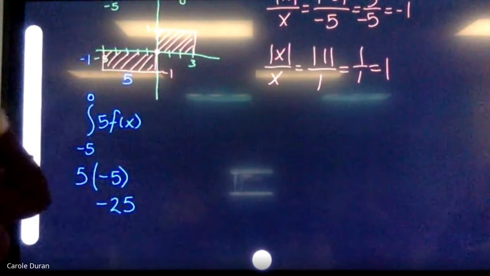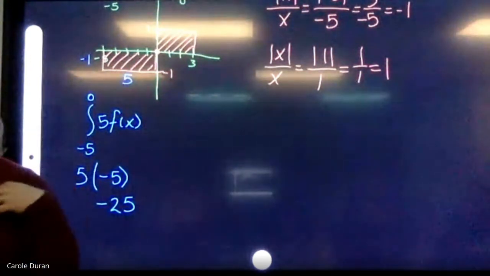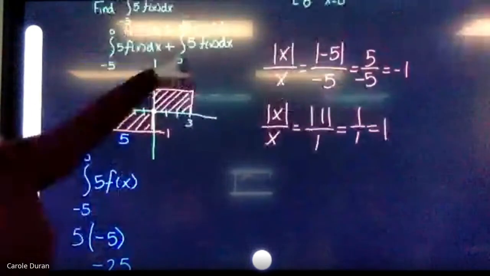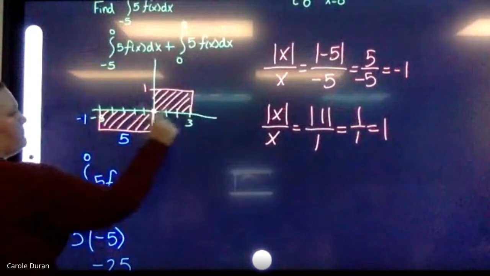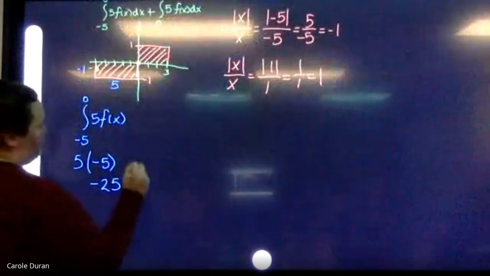I don't know. Okay. So that was the area for my first integral. Now I need to find my second integral, which still has a constant 5 being multiplied into it. So now I need to find this area from 0 to 3, and I'll multiply that area by 5 to get the area for that portion.